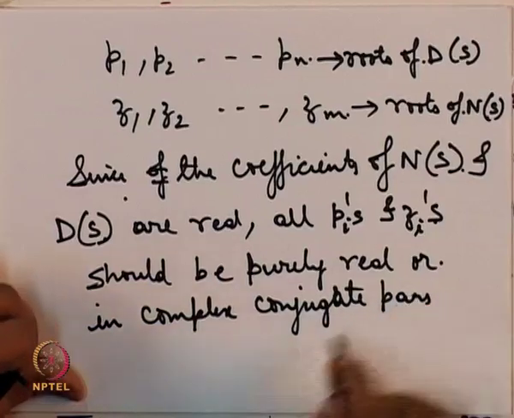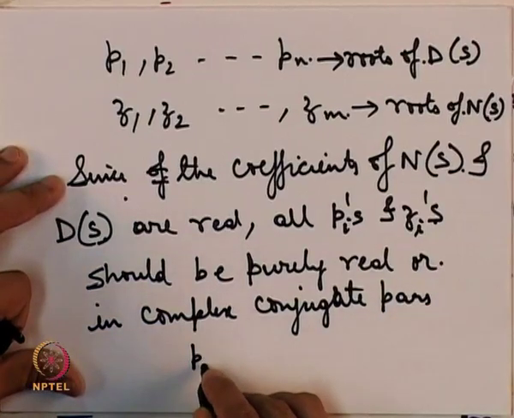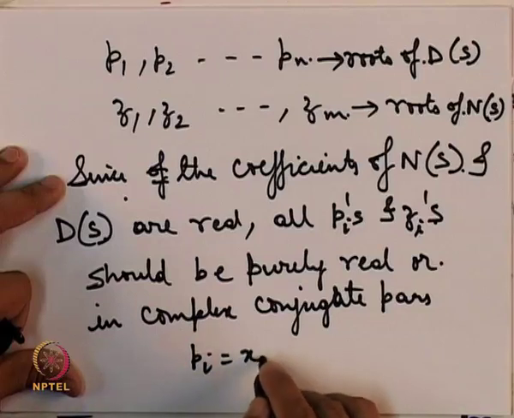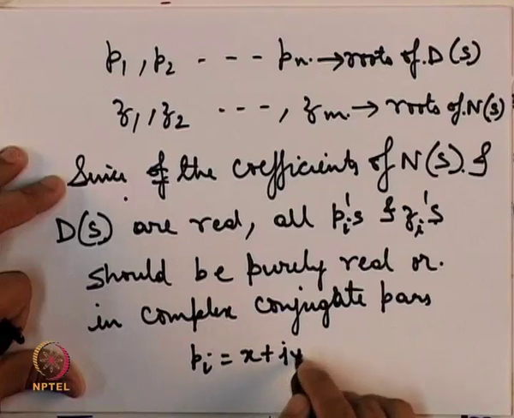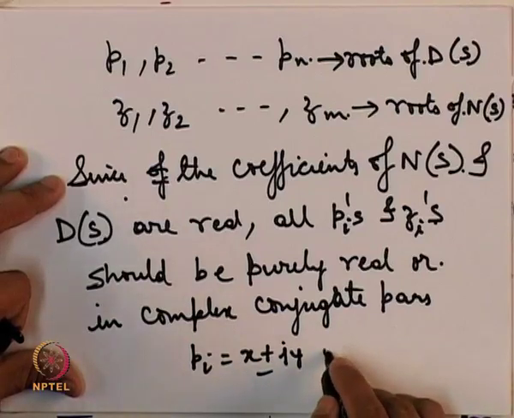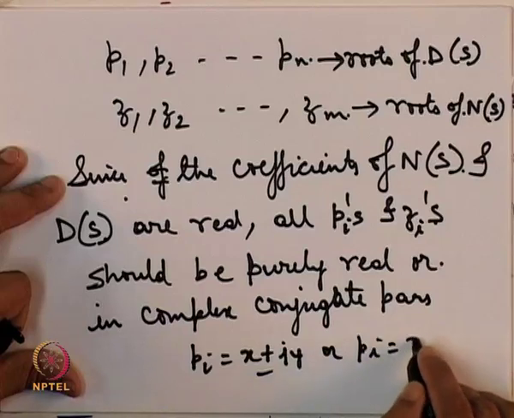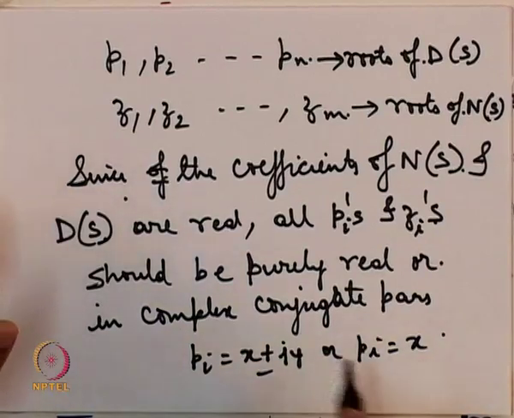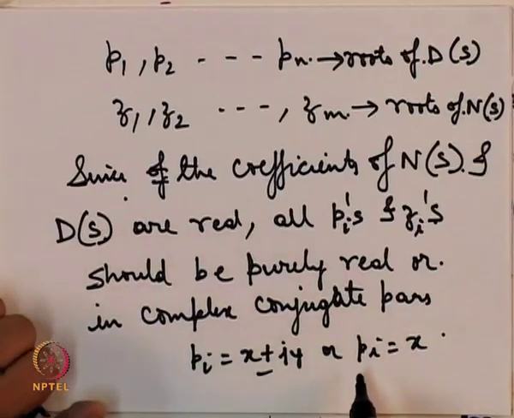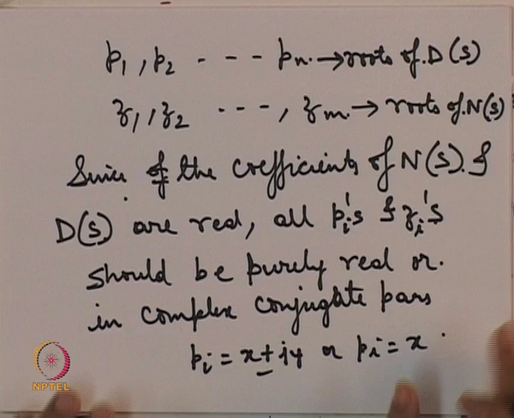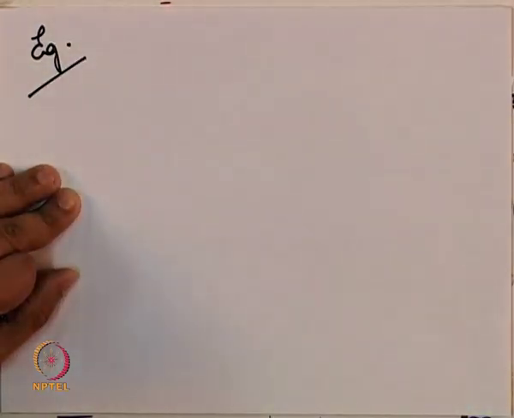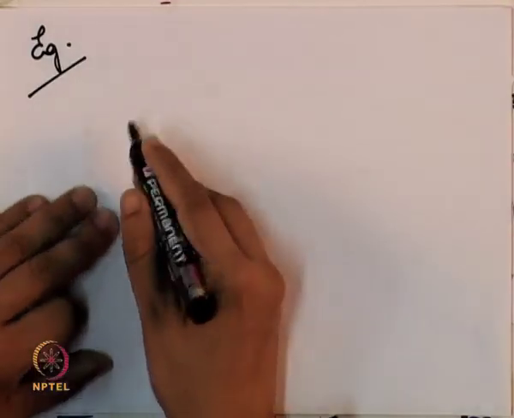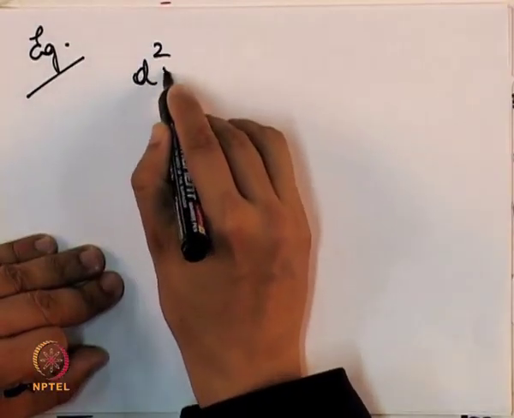Okay. So, we should have say pi equal to x plus or minus jy, or pi should be simply equal to x. So, either pi's and zi's should be purely real, or they should be in complex conjugate pairs. So, let us consider an example. Suppose we have a linear system whose input and output are described by this differential equation.